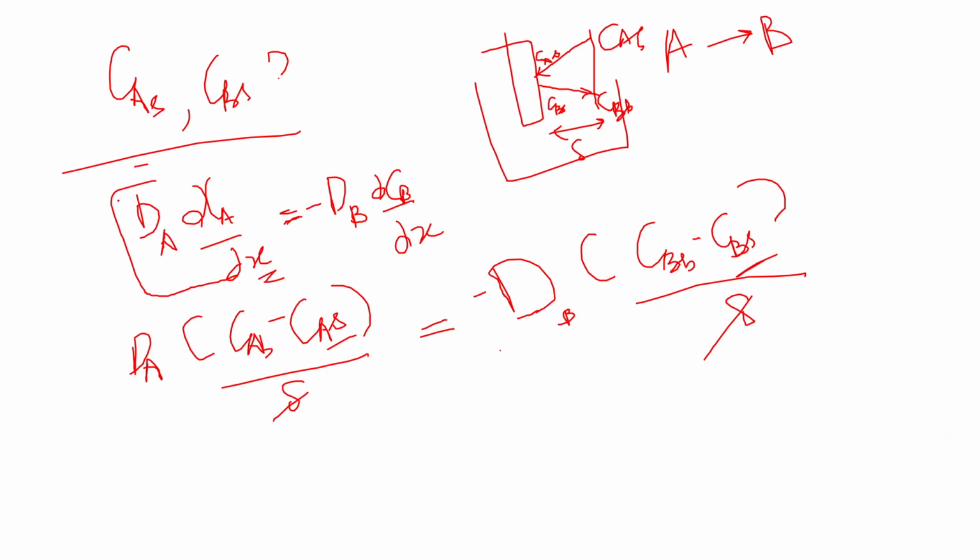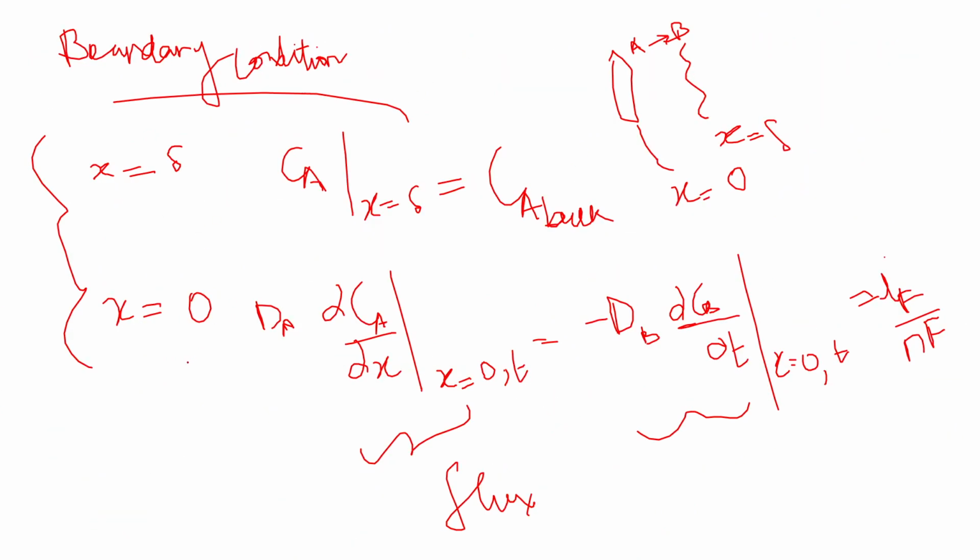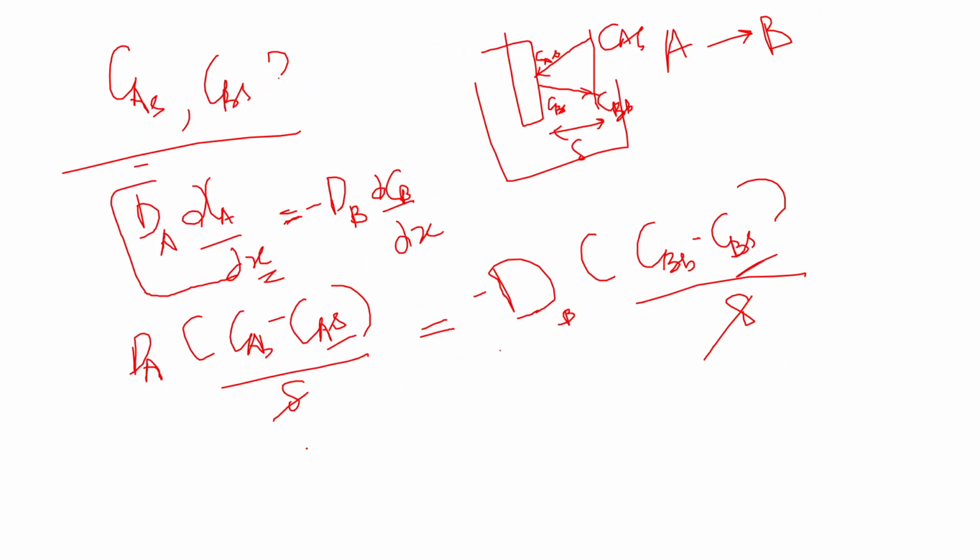For that, I'm applying the next boundary condition. What is the next boundary condition? At x equal to 0, the flux in and flux out are equal. So that is nothing but dA into dou CA by dou x equal to minus dB into dou CB by dou x. What does dou CA by dou x mean? It means change in concentration of A across x. What is this x corresponding to? It is the boundary layer. So I am writing that as del.